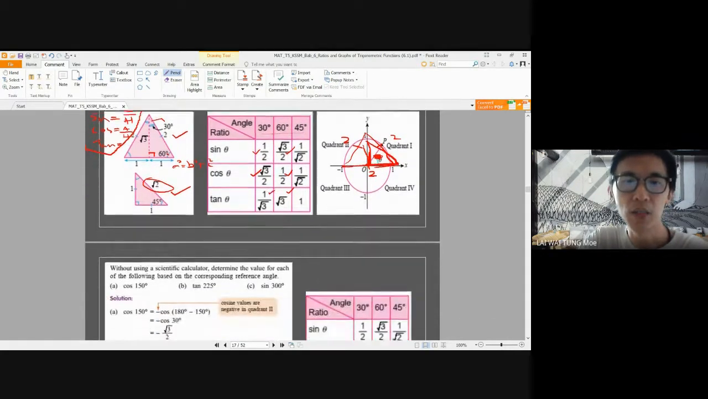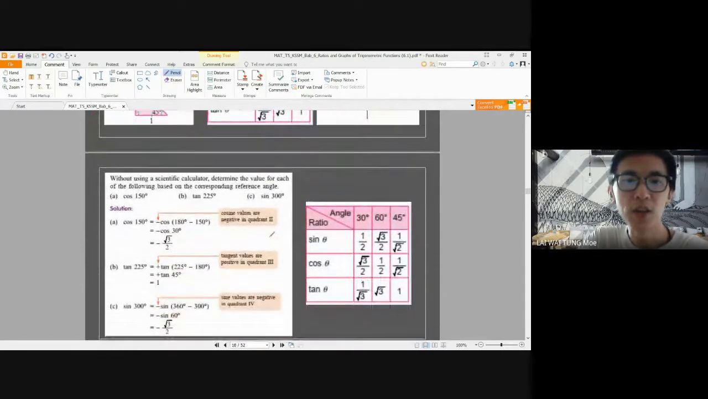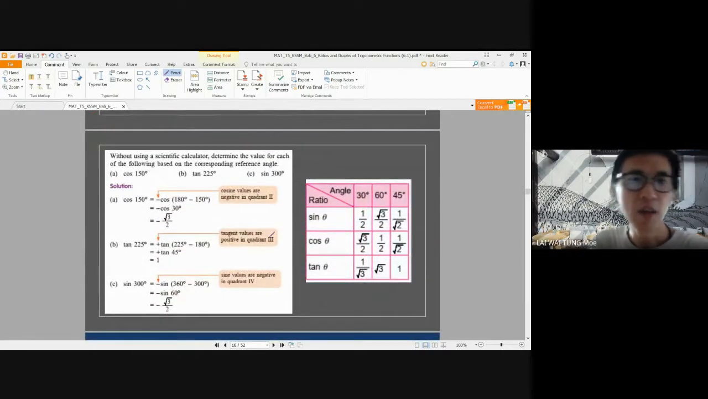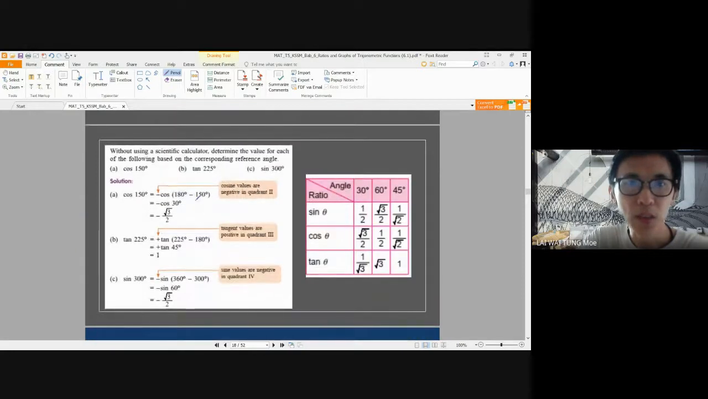Memorize these values so that when the question asks you to find the angle without using the calculator, you can use these values in your answer. So I think you know how to do this. I'll show you one question.